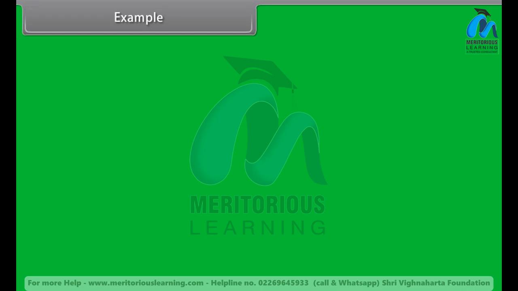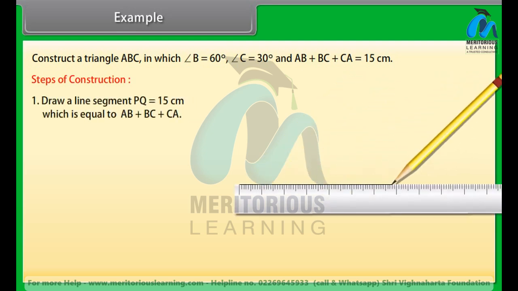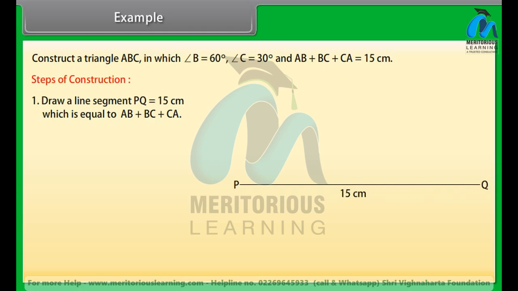Example. Let us now look at one example in which we have to construct a triangle ABC, in which angle B is 60 degrees, angle C is 30 degrees, and AB plus BC plus CA is equal to 15 centimeters. Steps of construction. First of all, we will draw a line segment PQ equal to 15 centimeters, which is equal to AB plus BC plus CA.